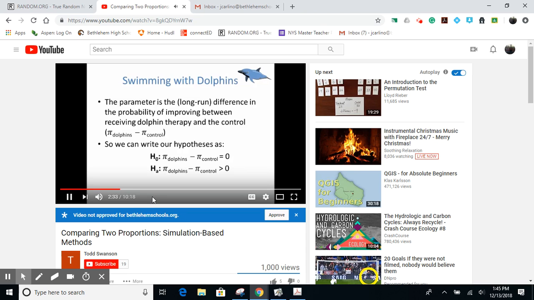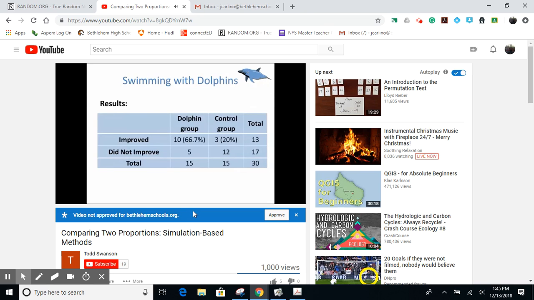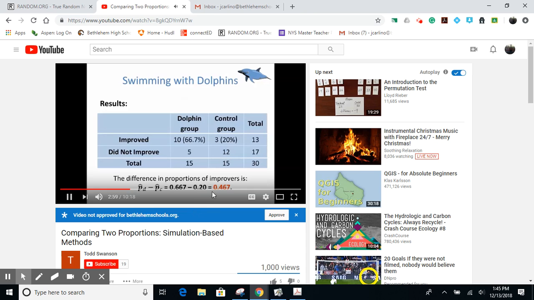Well, what did the researchers find? A summary of the results is in what we call a two-way table. We see that subjects in the dolphin therapy group were more likely to show substantial improvement. In this group, 10 of 15, or about 67%, showed substantial improvement compared to only 3 of 15, or 20% in the control group. Our observed statistic is the difference in the proportion of improvers, or 0.467. That's what we got. This appears to be quite a substantial difference.